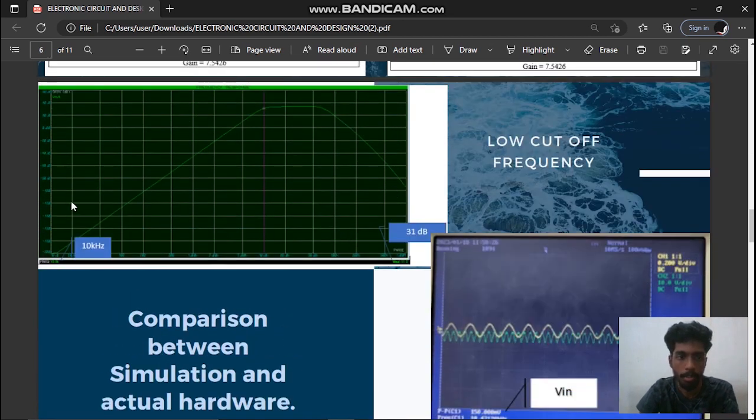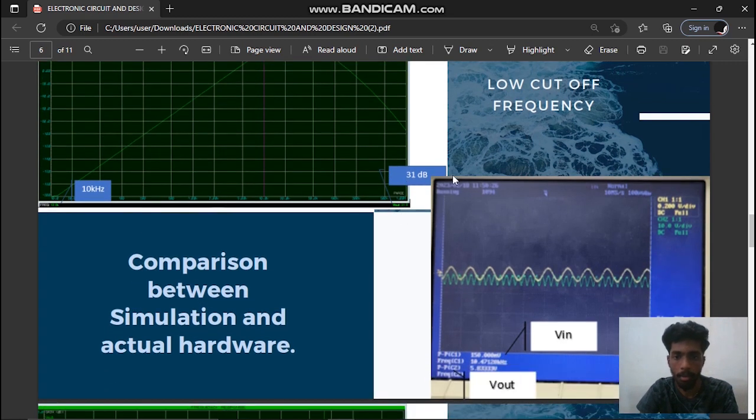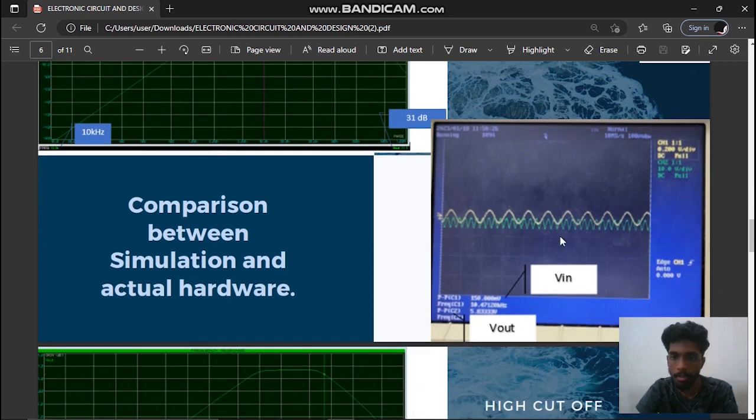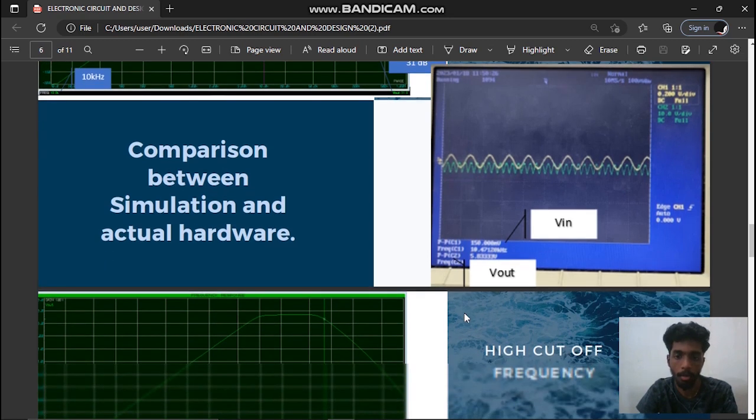Here is the result we obtained from the Proteus software for the low cutoff frequency, which is 10 kHz, where our gain was 31 dB. And this is the result we obtained from the actual hardware using the oscilloscope. We set the Vin to 150 millivolt, and our Vout was 5.833 volt for 10.471 kilohertz.